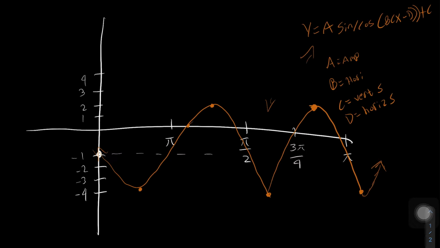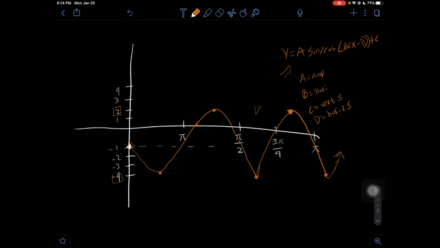Well, we can see that we have a very ordinary looking graph, and let's try to find our amplitude. In order to find our amplitude, what I like to do is find our max and our min value and divide by 2. So we have a max value of 2, a min value of -4. Let's do -4 plus 2 equals -2. Divide that by 2, and we get -1. -1 is going to be our center point.